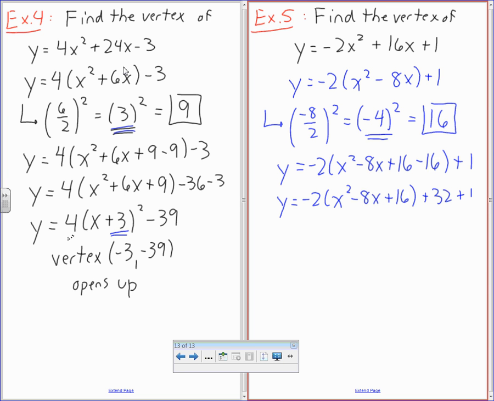Go ahead, please. Use the unresolved number. Good. Yeah, go ahead. Okay, great, so my vertex is going to be 4 and 33 and opens down.